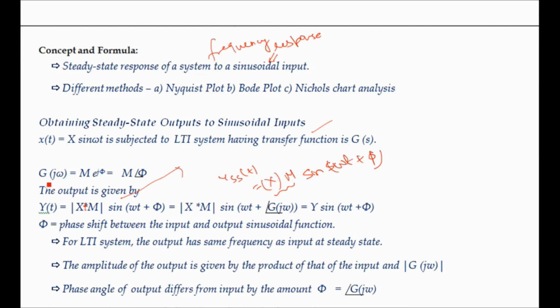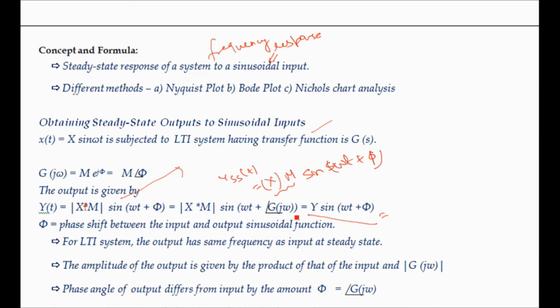That is, if the transfer function G(j omega) is written in the form M e to the power j phi, then M is the magnitude of this transfer function and phi is the phase angle. So this phase angle produces the phase shift in the output. So y(t) is written as X into M sine(omega t plus phi), where phi is equal to the angle of G(j omega), and it is equal to Y sine(omega t plus phi).